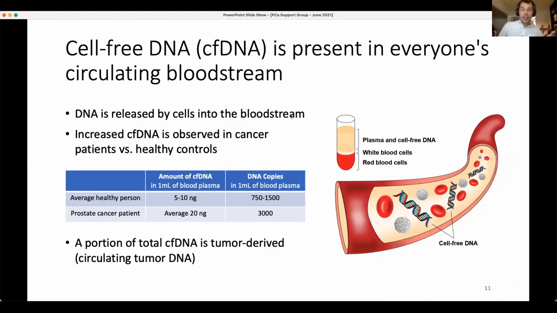So as I said, cell-free DNA is something that's present in everyone's bloodstream, including patients without cancer. However, in patients who do have cancer, their tumor is also going to be shedding these DNA fragments into the blood. And we call the proportion of cell-free DNA that comes from the tumor circulating tumor DNA.